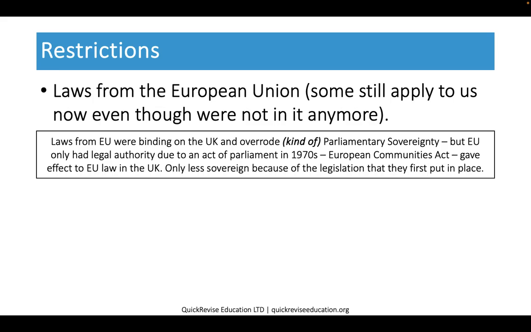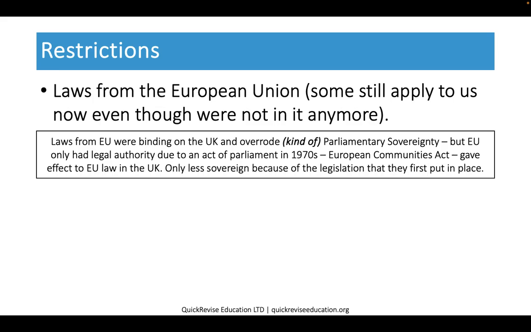Okay, so laws that the European Union had made were binding to the UK, so we had to follow them. And the reason I've put it kind of in brackets is because they didn't, although it seemed like they were overriding parliamentary sovereignty, right?